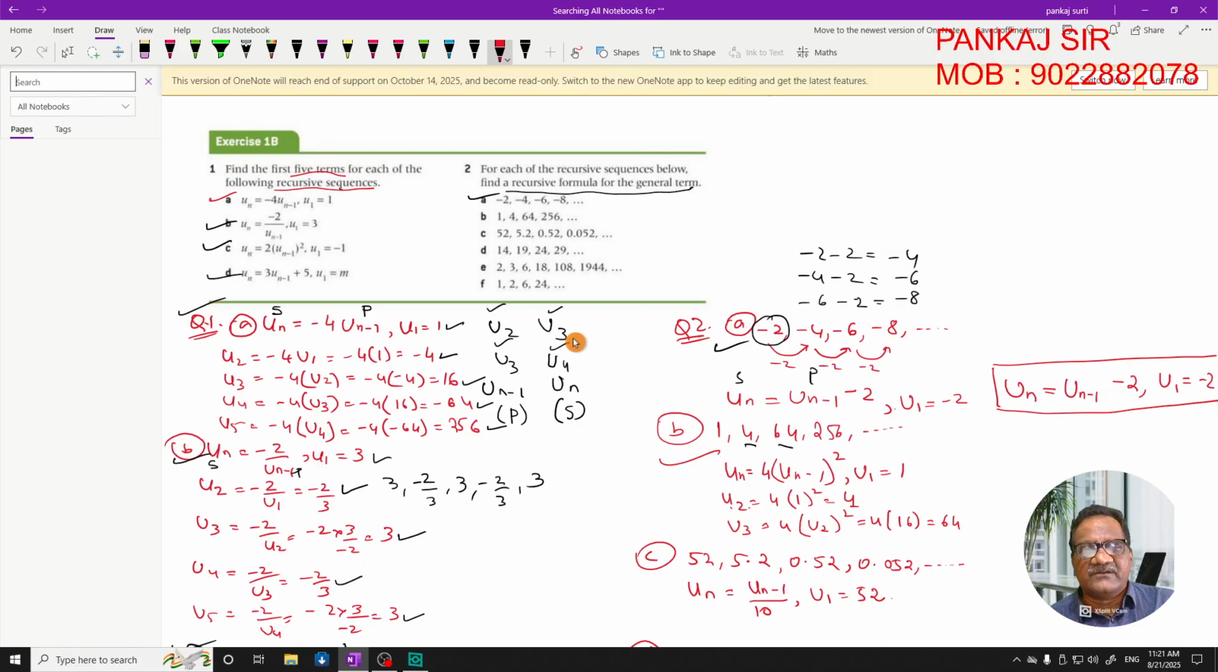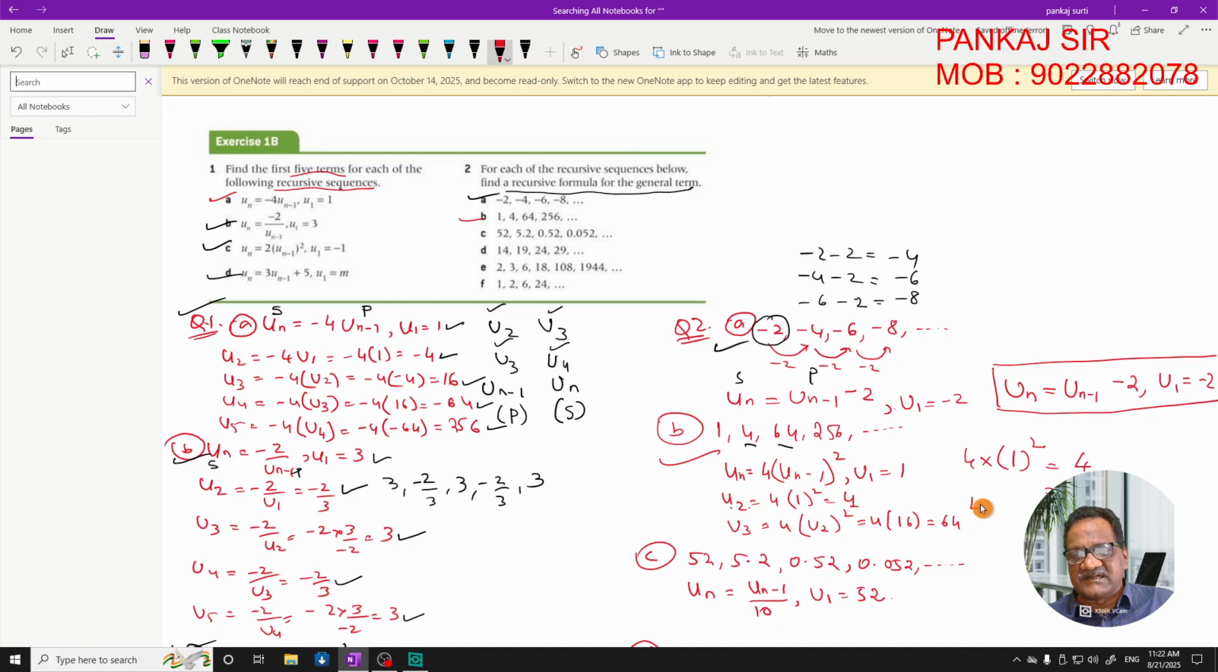For B, the sequence is 1, 4, 16, 64. Now here you can see what is the relationship. 1 into 4 is 4. 4 into 4 is 16. So let us do this way. If you take this 1 and square it, multiplied by 4, what? Second term. Now if you want the third term, that is 16.